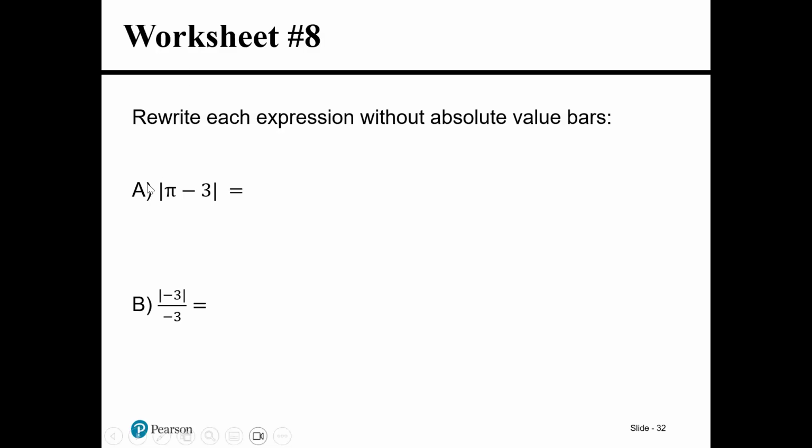All right. Here are a couple examples of this. We have the absolute value of pi minus 3. How can I rewrite that? And then this is a little trickier. We have the absolute value of negative 3 over negative 3. Okay, maybe not that much trickier. What would that actually equal?